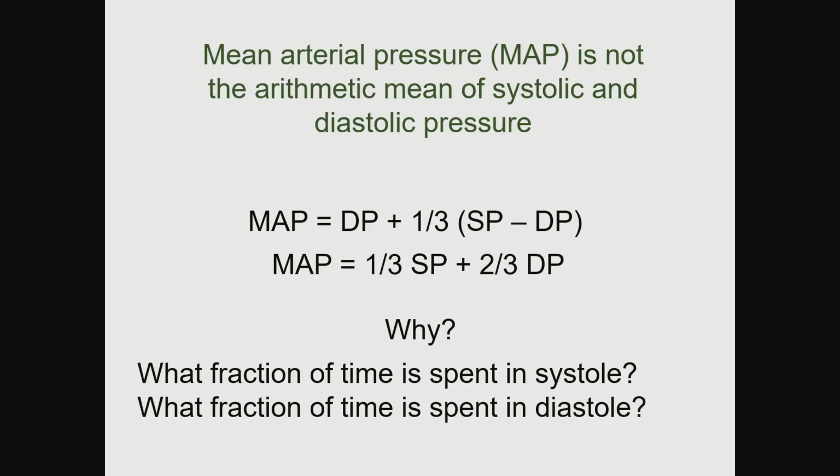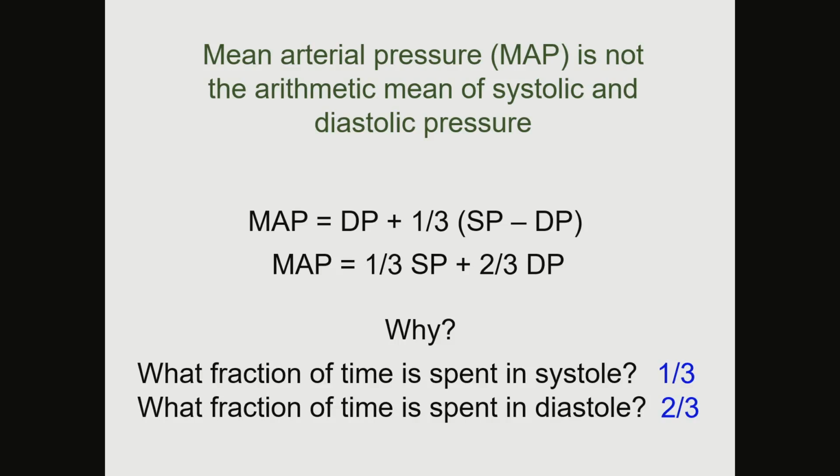Okay, so it's because, what do you think the fraction of time is spent in systole? Typically it is at rest, so we're talking about at rest. It's 1/3 of the time you spend in systole, 2/3 of the time you spend in diastole. And the second equation is just rearranging it. But I kind of like the second one because I think it's easier to remember 1/3 systolic plus 2/3 diastolic.